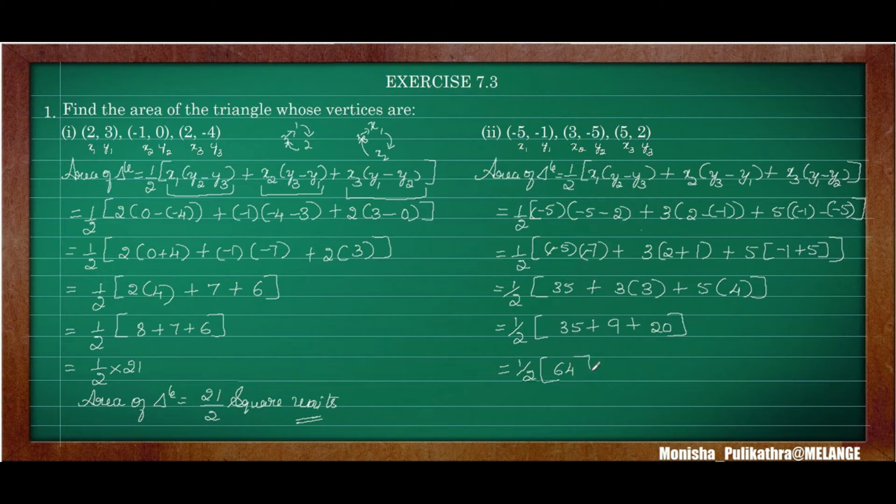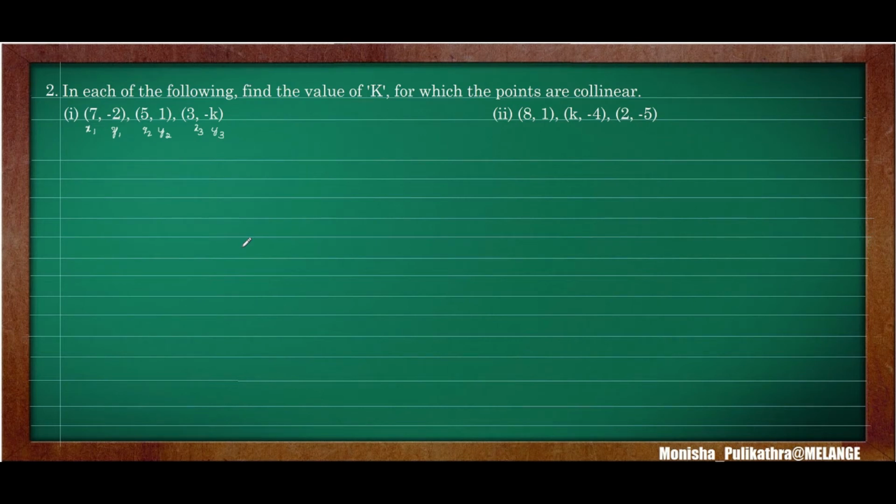it will be 64. Okay, so 64 divided by 2, so 2 3s are 2 2s are, so area of triangle is equal to 32 square units. I hope you understood this problem. Moving on to the second problem.